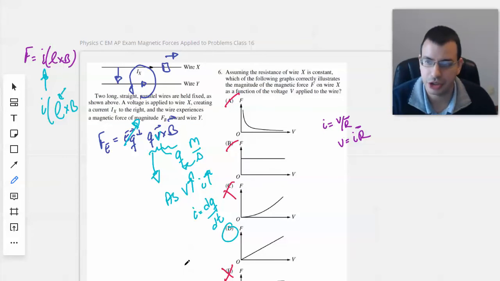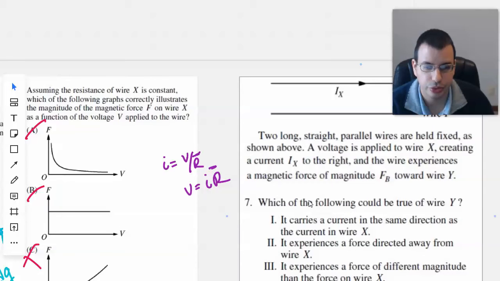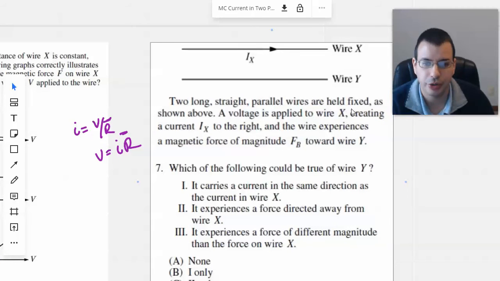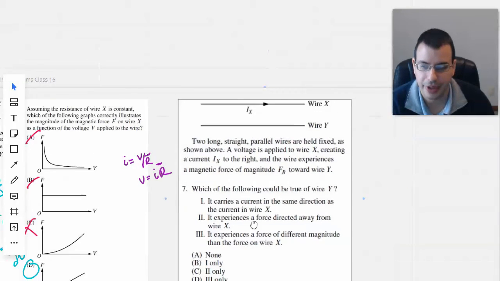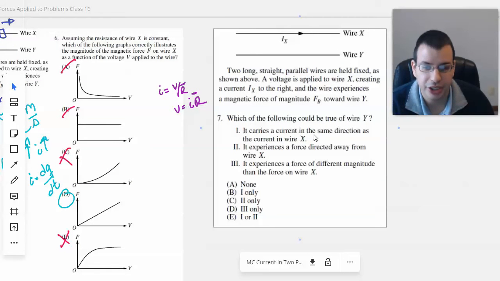Okay, let's go on to, I think this is a multi-part problem. Get some of the more parts. Okay, part 2, or 7, or whichever one this one is. Two long straight wires fixed to magnetic. Okay, and that's just the summary. Which of the following could be true of wire Y? It carries current in the same direction as current X.